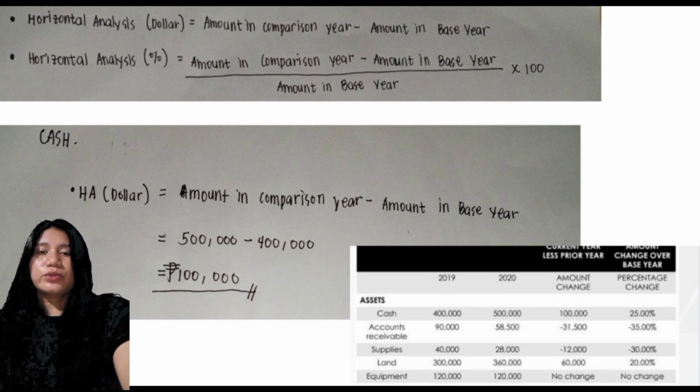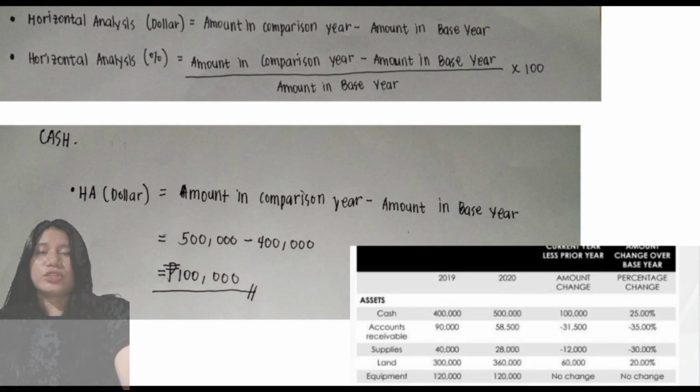So first, let's compute the amount change in cash. First is to put the formula, which is the horizontal analysis equals amount in comparison year minus amount in base year. So what is the amount in comparison year, wherein it is under 2020? It is 500,000, minus the amount in base year, which is 400,000 under 2019. So 500,000 minus 400,000 is equal to 100,000. So that is the amount change.